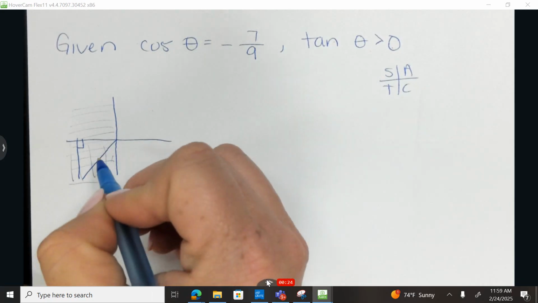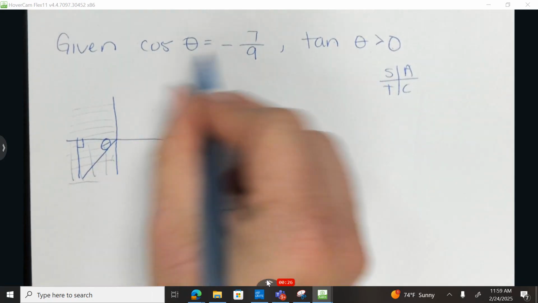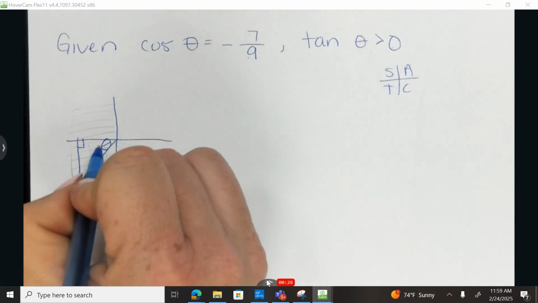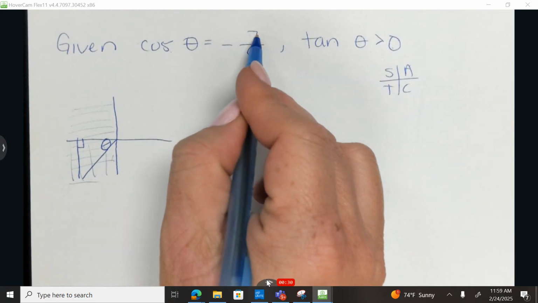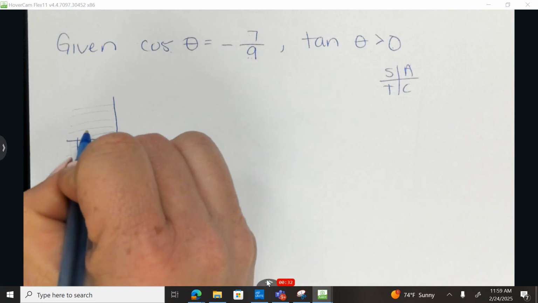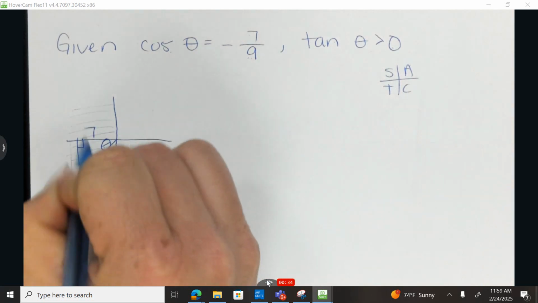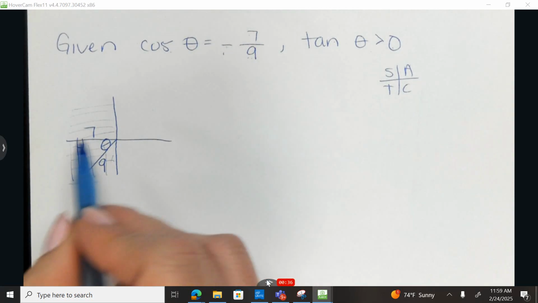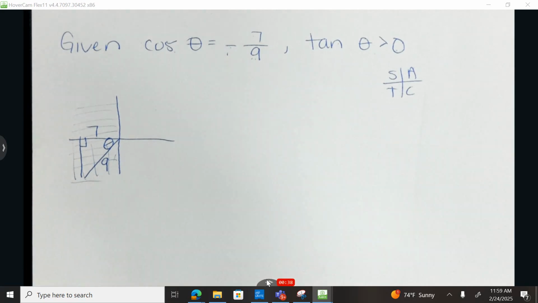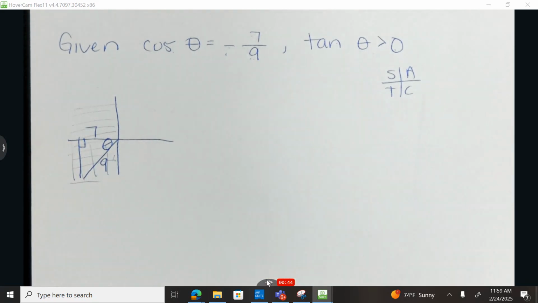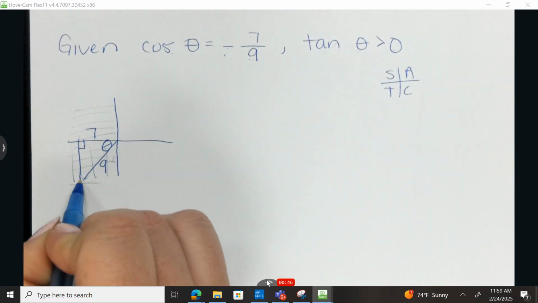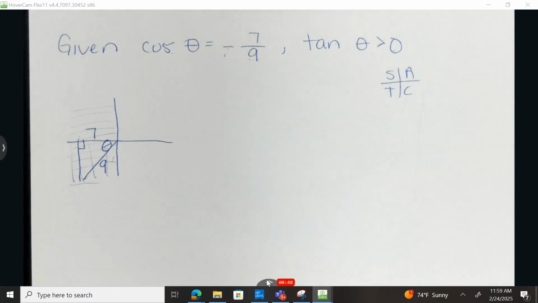So here's my terminal angle. Now we know that the cosine is negative 7/9. Cosine is a ratio of adjacent over hypotenuse. Now, why do we not put a negative sign? This negative sign just allows us to choose the right quadrant. But this actually describes a distance on a triangle. That's why we don't actually include the negative sign.